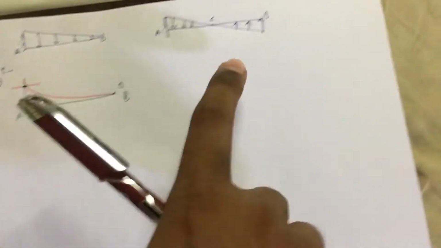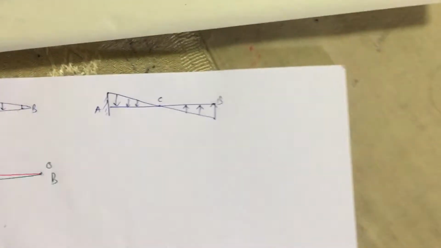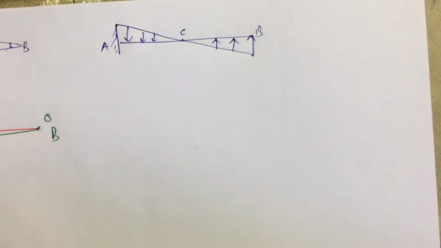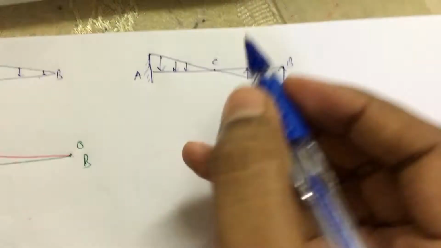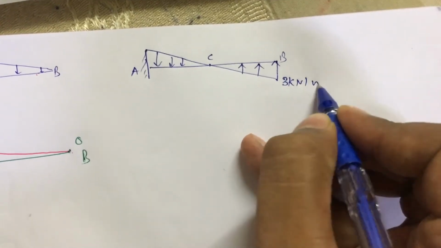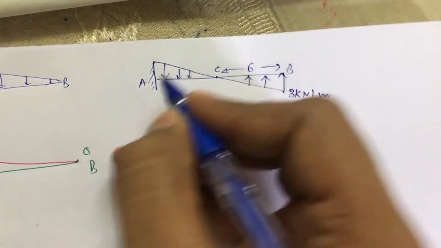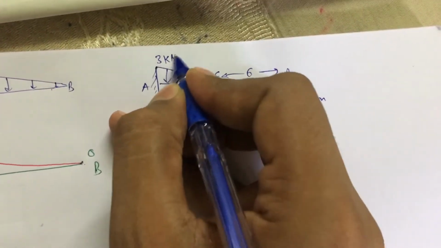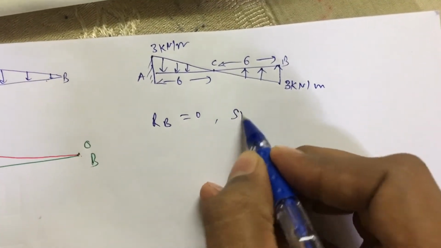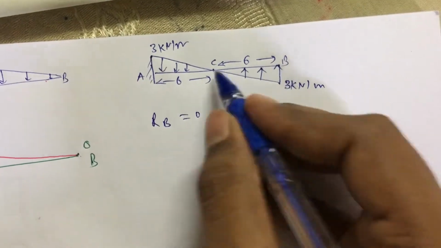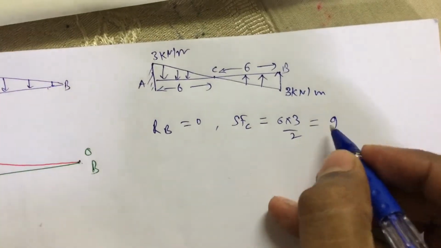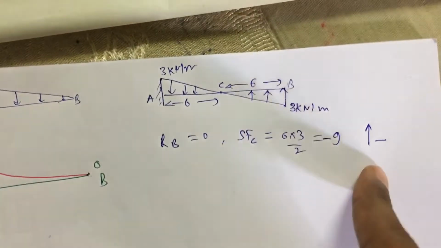Got it? Now in this case let's check shear force. So this is again very easy. Actually for this case it is better to understand by taking an example with digits. So suppose this is 3 kilonewton per meter. This total length is 6. This is 3 kilonewton per meter, symmetric. So reaction at B will be 0, and shear force at C will be nothing but this area. So this area is 6 into 3 by 2, which is nothing but 9. Now at 6 this is plus 9 or minus 9, so I will take minus 9. Why? Because loading is upward, so minus 9.